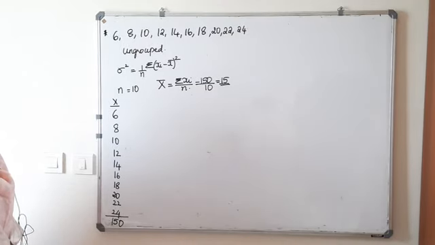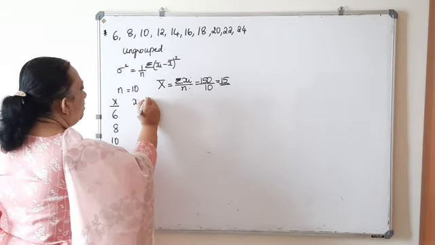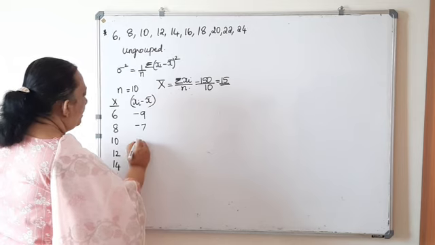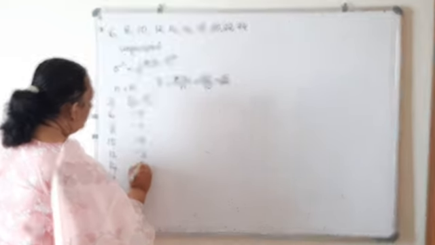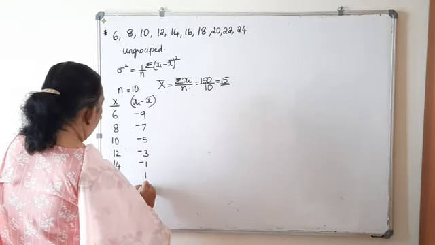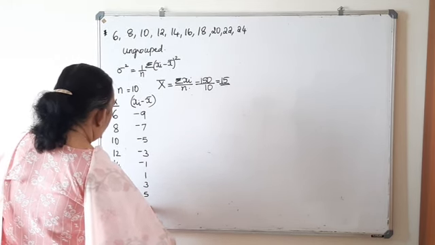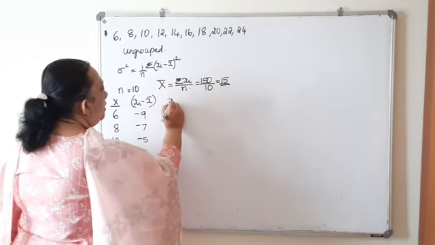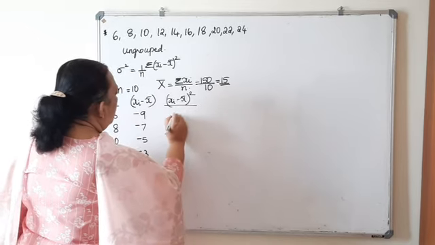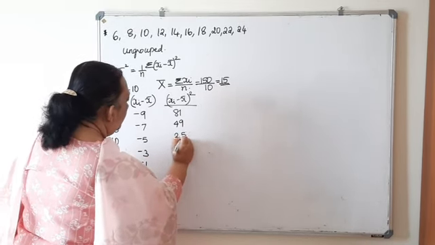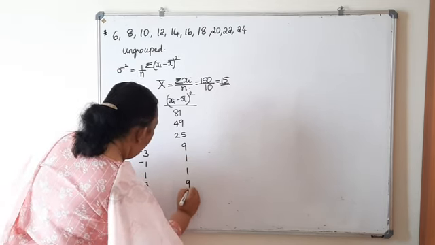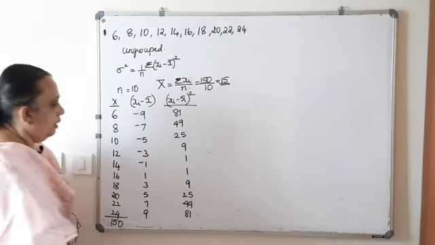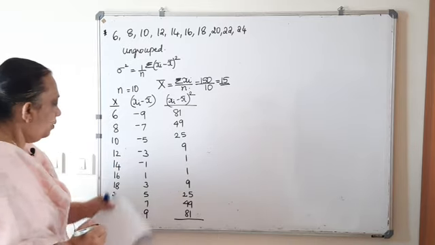Consider the formula xi minus x bar the whole square. So first you will find out xi minus x bar. 6 minus 15 is minus 9. 8 minus 15 is minus 7. 10 minus 15 is minus 5. 12 minus 15 is minus 3. 14 minus 15 is minus 1. 16 minus 15 is 1. 18 minus 15 is 3. 20 minus 15 is 5. 22 minus 15 is 7. And 9. Next column will be the formula xi minus x bar the whole squared: 81, 49, 25, 9, 1, 1, 9, 25, 49, and 81. Now, find the total sum. The total sum is equal to 330.